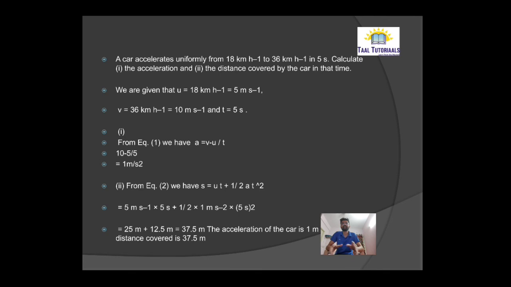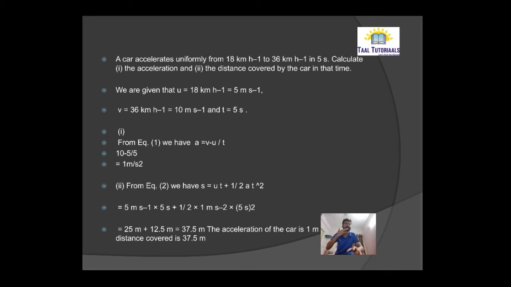So the first question is to find the acceleration. The acceleration formula is the same, V minus U by T, that is 10 minus 5 by 5. We get the answer as 1 meter per second square. The second thing we need to find is distance. We know U, we know V, we know T, and now from the first question we know a. So S is equal to UT plus half AT square.